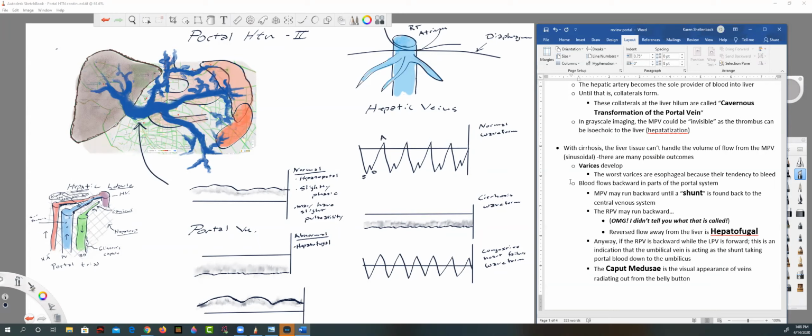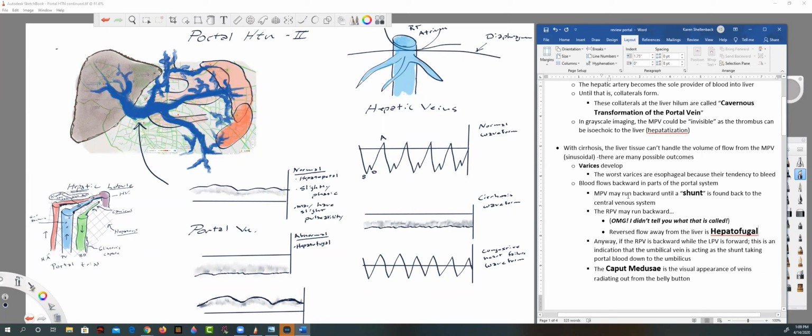Blood flow can be backwards, and I was kind of just writing this freehand down here. I totally forgot to mention this word yesterday. I'm going through this and I'm like, oh my God, I don't think I ever said hepatofugal. Hepatofugal is flow away from the liver, hepatofugal.